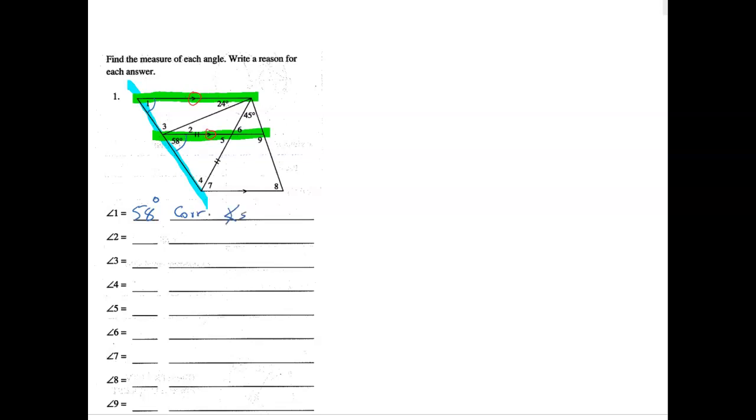Corresponding angles. Very good. Angle 2, we can find angle 3 first before angle 2, which just makes it easier because angle 3 is part of this triangle. Okay, so now we have this triangle right here. So angle 1, 3, and 24 have to add up to 180 degrees. Okay, angle 3 is 98 degrees.